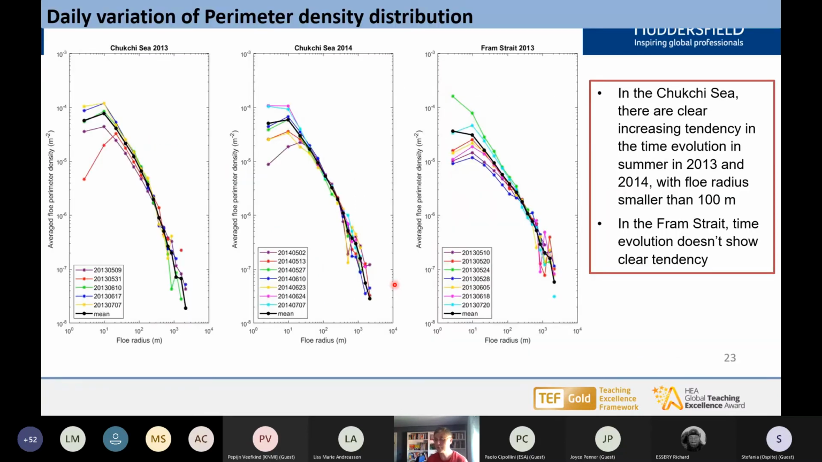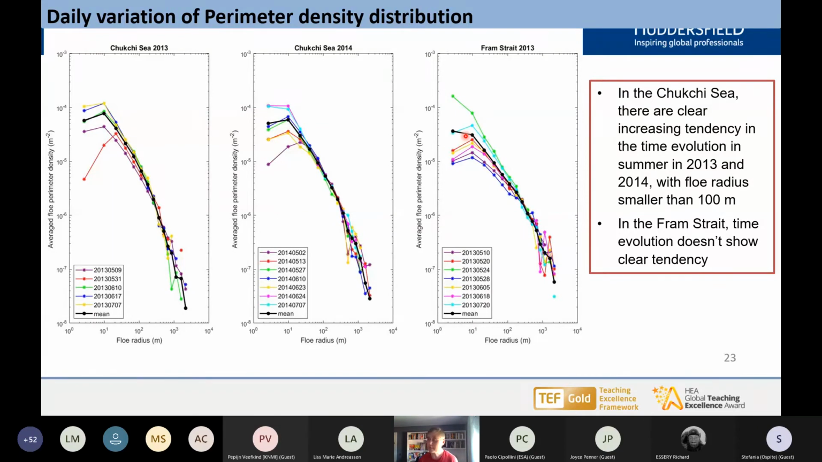When we look in more detail, one interesting aspect is that the Chukchi Sea site, which is in this area here, shows a trend in seasonal evolution from larger floes to smaller floes. We had the data for 2013 and 2014 analyzed. However, what was interesting at the Fram Strait site is that we don't see any big seasonal trend in the floe size distribution. That was interesting to see. So this analysis is ongoing.